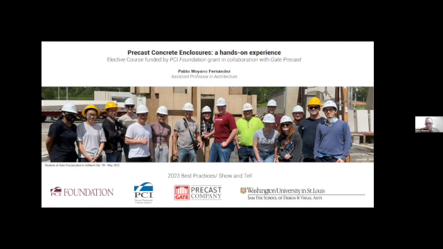So the course that I'm teaching is in collaboration with Gate Precast, and also, of course, funded by the PCI Foundation grant. And again, the primary goal is the design and construction of full-scale mock-ups. So it's not just small, but really full-scale, to get the students the chance to interact with the precast construction industry, but also learn about the material itself.